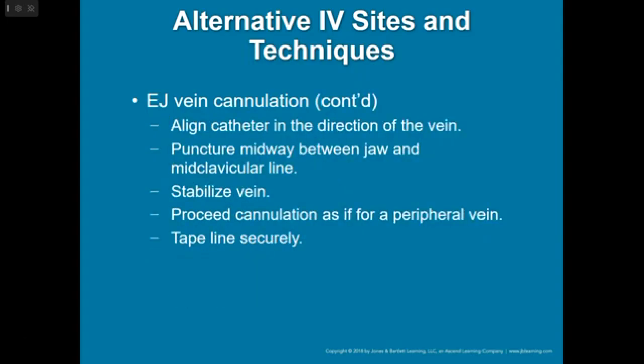Line the catheter up in the direction of the vein. Like I mentioned before, it's always going to be pointing towards the heart, so you're going to start it towards the heart. Puncture midway between the jaw and mid-clavicular line. Stabilize the vein. Proceed with cannulation as if you would for any other IV, and then tape it securely. Avoid circumferential dressings, of course. You can't put it all the way around the neck.